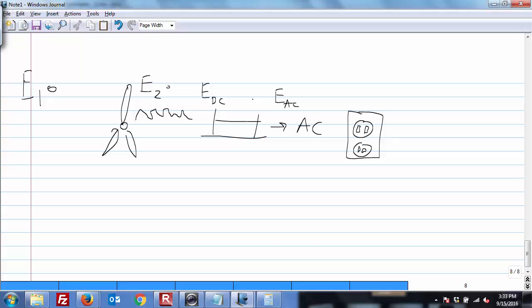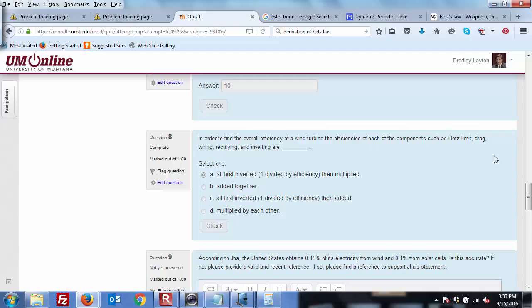So I'll leave it up to you to decide how you multiply, divide, add, subtract the efficiencies as you move through the system. So just think about what you did for this first step to get through the turbine, to get from your primary energy to secondary. And the answer should be revealed in terms of how you get to your final. Okay.